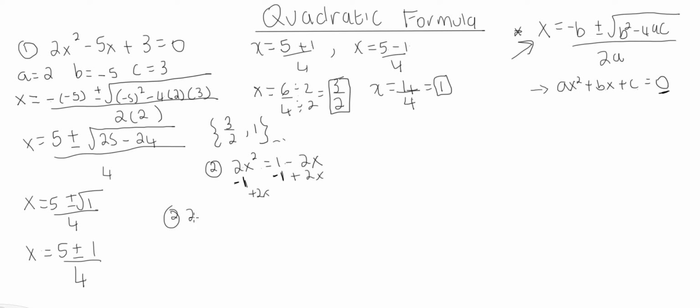So now we have 2x squared. You want to put it in order. The x part goes next, so that's plus 2x. And then the other part, which is a minus 1, equals 0. All of this side will cancel. That's why it equals 0. Now I'm ready to say what a, b, and c are.